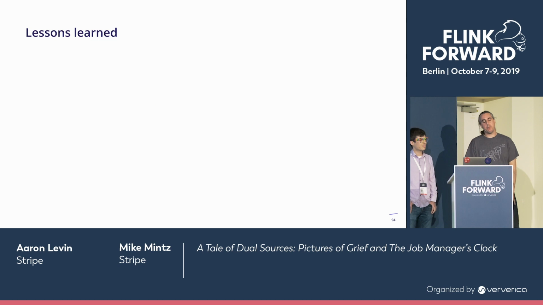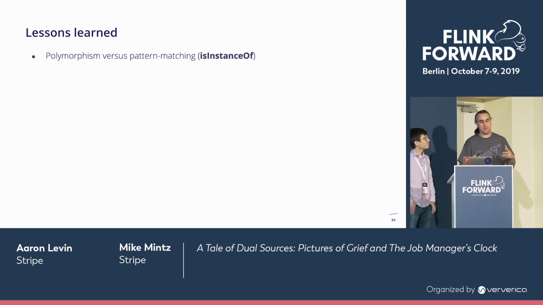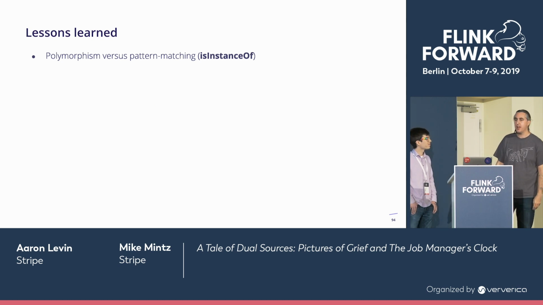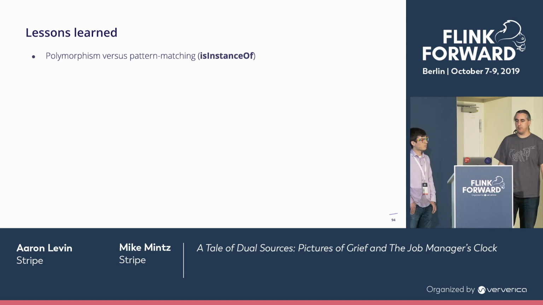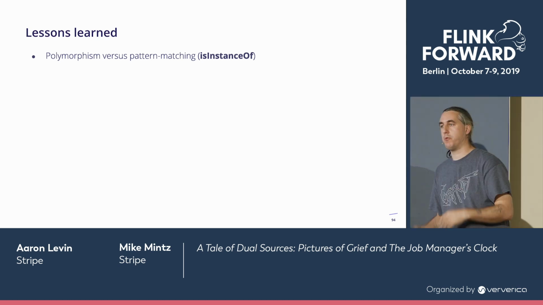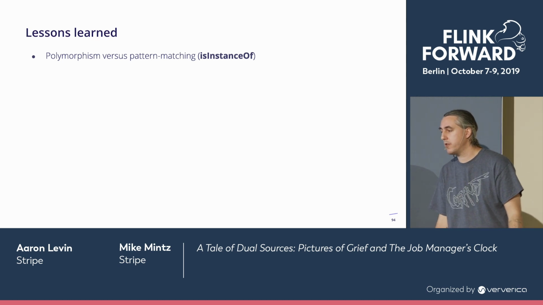The first lesson that we learned implementing this dual source is that there truly is a difference in experience between polymorphism and pattern matching. If you want your universe to be openly extensible, prefer polymorphism. This would have avoided this instance of issue with input format source function, and I believe that Flink does want the community to build other sources.